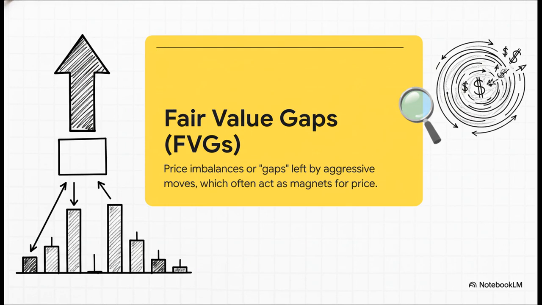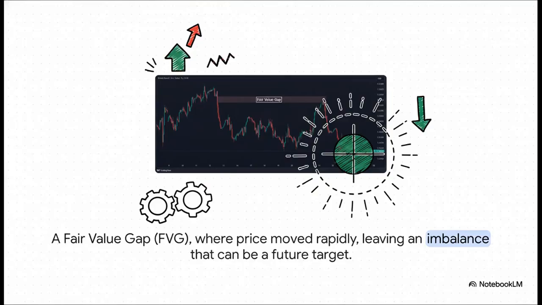Next up are fair value gaps, or FVGs. Imagine price moved so fast, so aggressively, that it kind of left a vacuum or an imbalance behind. Well, the market doesn't like those empty spaces. It often wants to pull price back into that gap to fill it. And here's what one looks like. See that empty space between the candles where the price just shot up? That's our FVG, and it now becomes a point of interest, a target.